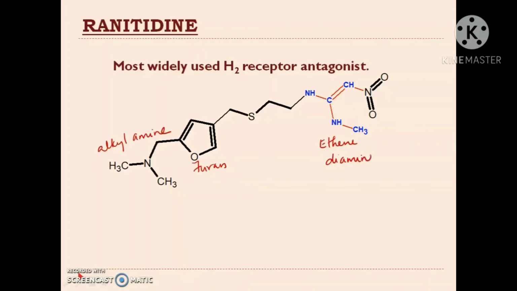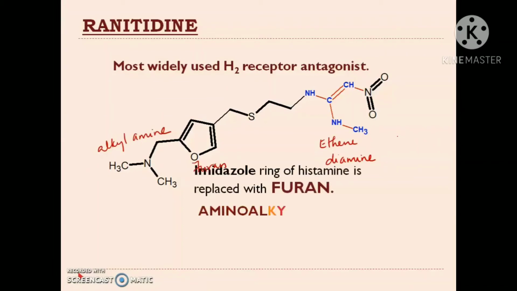And at the terminal nitrogen atom, you can see an unsaturated carbon atom, an ethene carbon atom. One carbon atom of that ethene group is substituted with a nitro group, and the other carbon atom is substituted with a diamine group, and one of the nitrogen atoms carries a methyl group. So the N-methyl 2-nitro-1,1-ethene diamine group forms the terminal nitrogen atom of Ranitidine. And then the linkage is a thioether, a methyl-ethyl thioether chain that connects the aromatic ring with the terminal nitrogen atom.